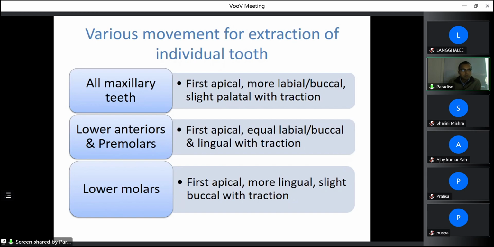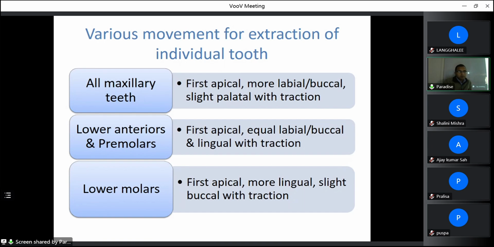But in case of lower molars, there is a thick external oblique ridge in the mandibular molar region. So again, you don't have to apply excessive pressure buccally, because the thick cortical bone of the external oblique ridge will not expand. In this region, you have to give more lingual pressure because lingually there is very thin bone. It can be expanded easily. So in case of lower molar, first is apical, then followed by more lingual, slight buccal, with traction.